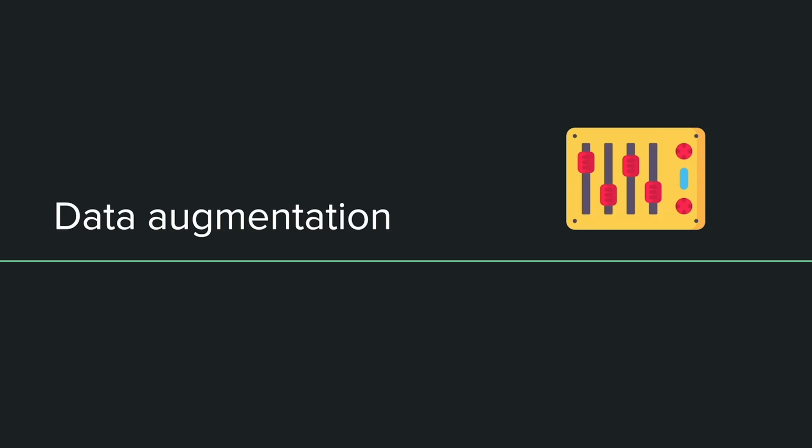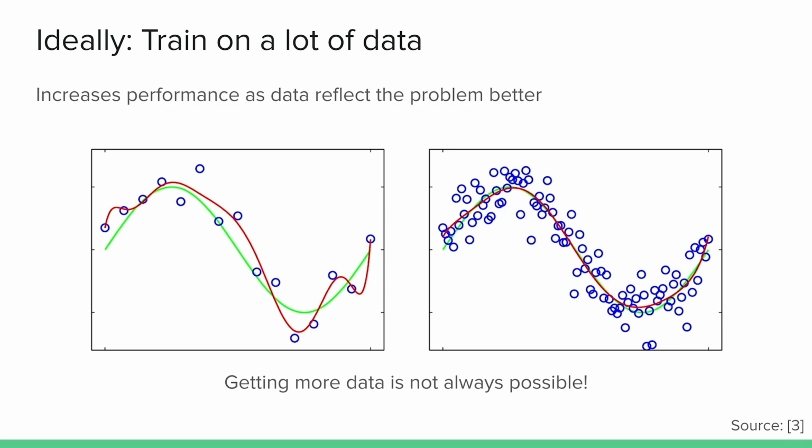Coming from making data look more similar, we can also now try to make data look more different. The idea is that ideally we want to train on as much data as we possibly can, with a large set of variations that capture the underlying distribution fully. As we add more data to our training set, we usually increase our performance because the data now reflects our problem much better. We can approximate the underlying distribution to a higher degree.